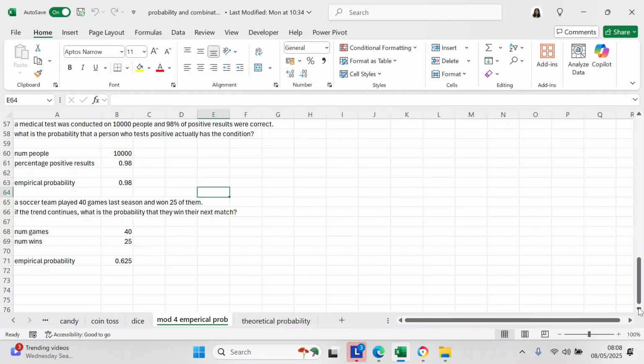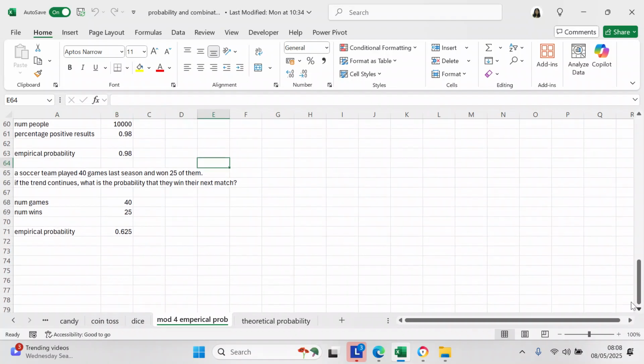The last question is, a soccer team played 40 games last season and won 25 of them. If the trend continues, what is the probability they win their next match? The number of games is 40. The number of wins is 25. So you take 25 divided by 40, and it's 62.5%. And so B69 divided by B68 is the formula.